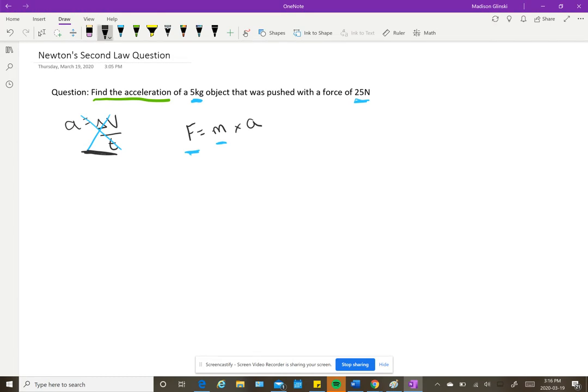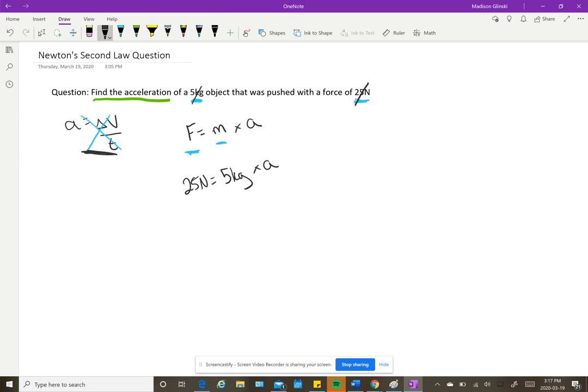So what we need to do is we need to plug in the numbers into the equation to start off with. So for mass, it's 5 kilograms. Then we have 25 newtons of force. So we can solve this equation now by setting it equal to acceleration, because that's what we're trying to find.